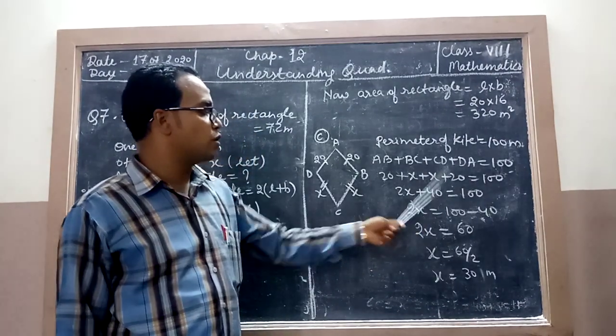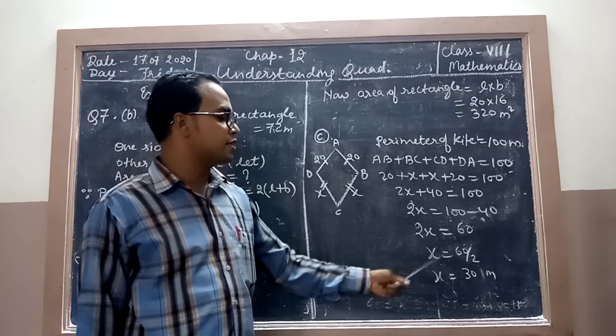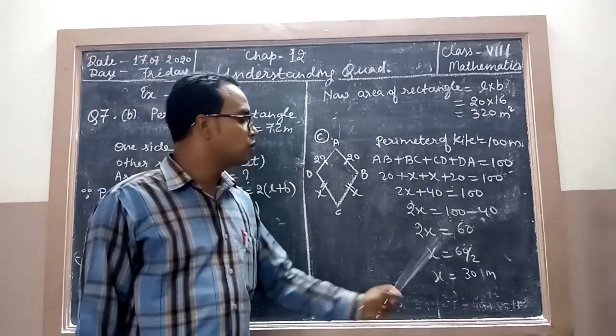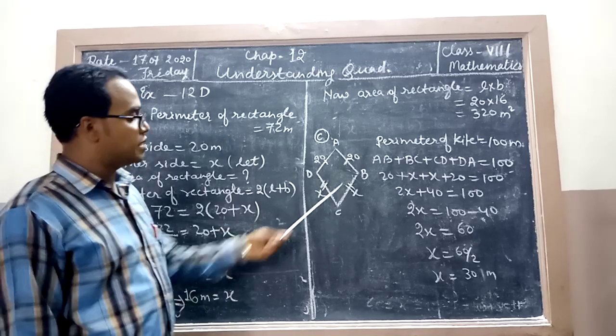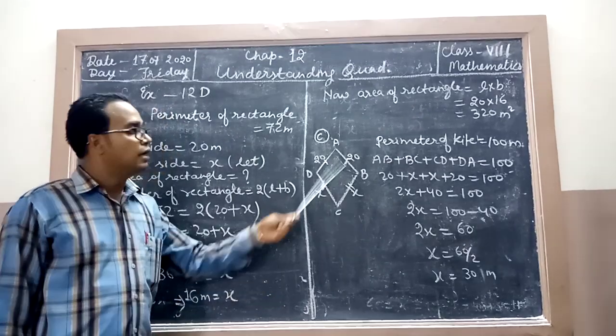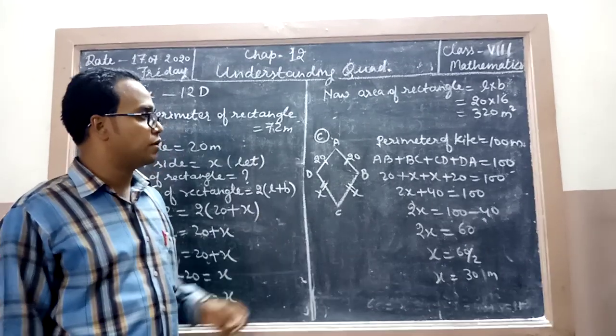2x plus 40 equals 100. 2x equals 100 minus 40, which is 60. x equals 60 by 2, which is 30 meter. So in this manner, we got BC and DC as 30 meter and AB is again 20 meter.